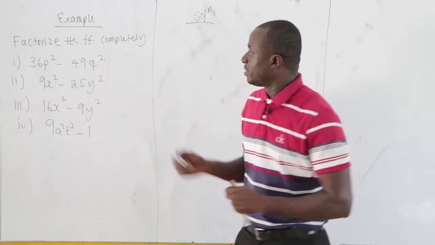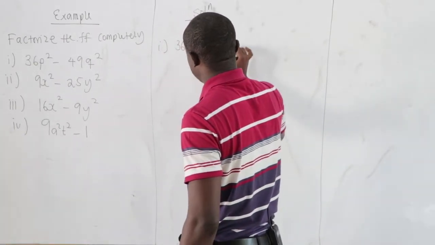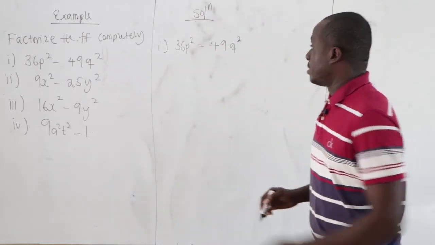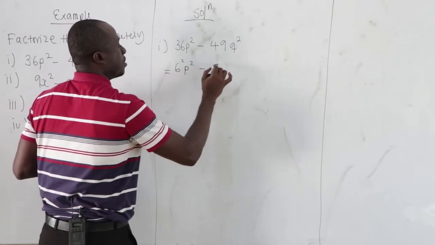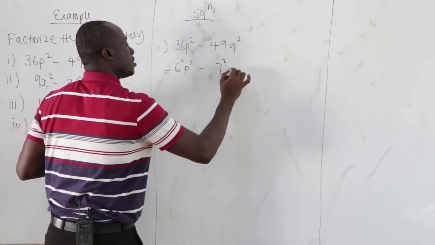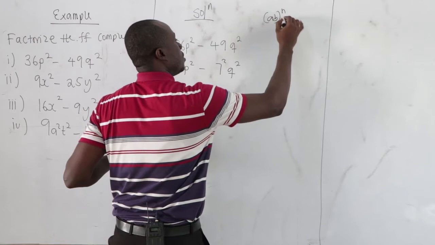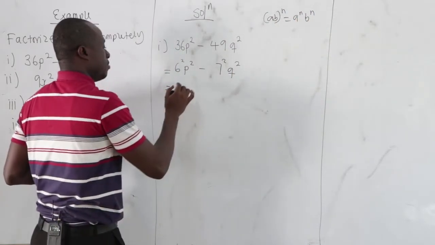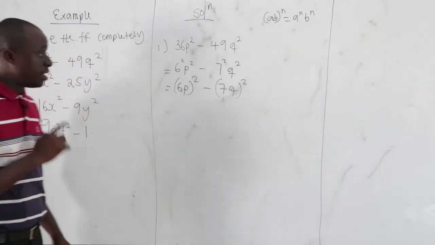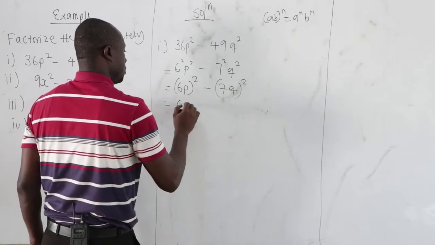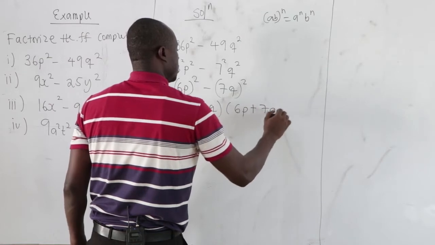Now let's consider this example. Factorize the following completely. The first one, we have 36p squared minus 49q squared. Now 36, we can change as 6 squared, so 6 squared p squared minus, here 49, that is 7 squared q squared. So applying the property, we will have (6p) all squared minus (7q) all squared. So from here, that is (6p minus 7q), and then (6p plus 7q).